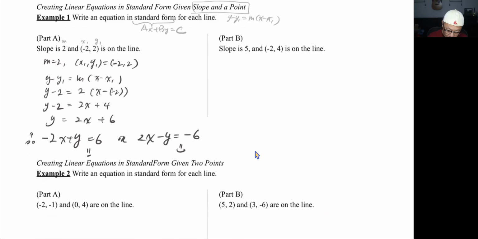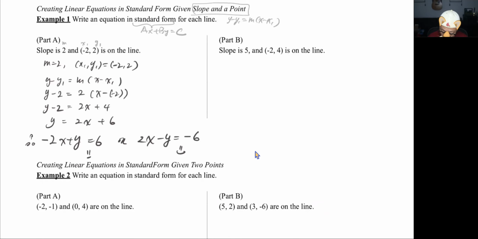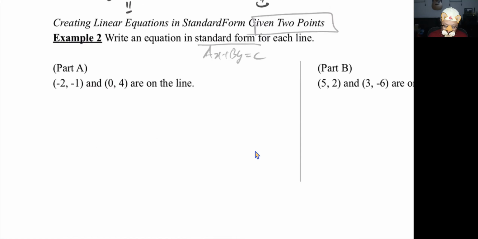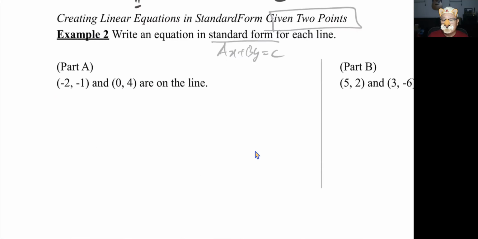And then we have another case where we do want to have this in a standard form like this, right? Which is ax plus by equal to c, but we're given 2 points. What is the first thing I should do when we are given 2 points, guys? What's missing? If you said slope, absolutely. So what is the slope?